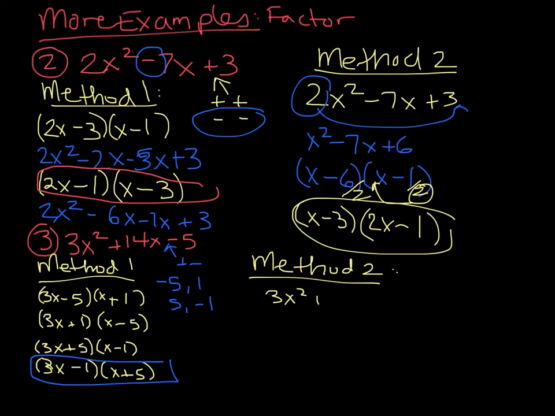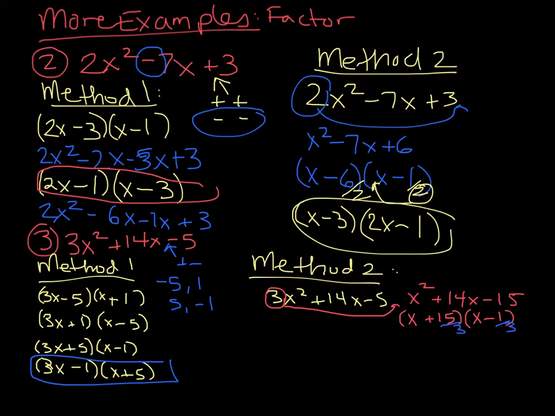With this one, you would start out by taking this 3 that's with the x squared, sliding it over next to the 5, and changing this entire expression to x squared plus 14x minus 15. Then we're going to factor that one that we have. When we factor that, we end up getting x plus 15 times x minus 1. The last thing that we need to do for this problem is to undo the multiplication that we did earlier. We undo that by dividing the 15 by 3 and by dividing the 1 by 3.